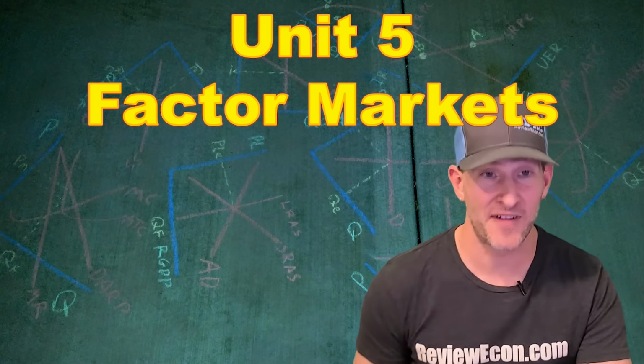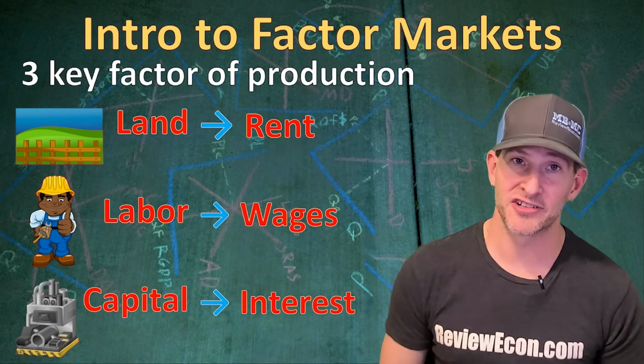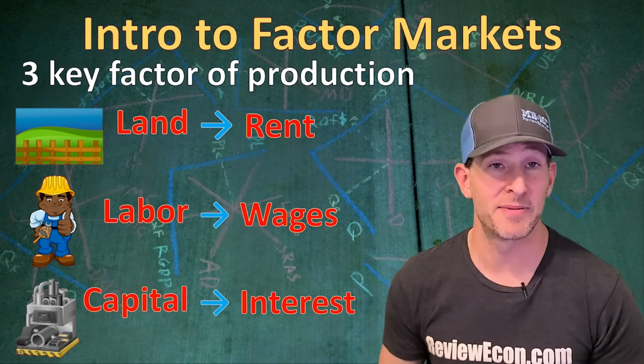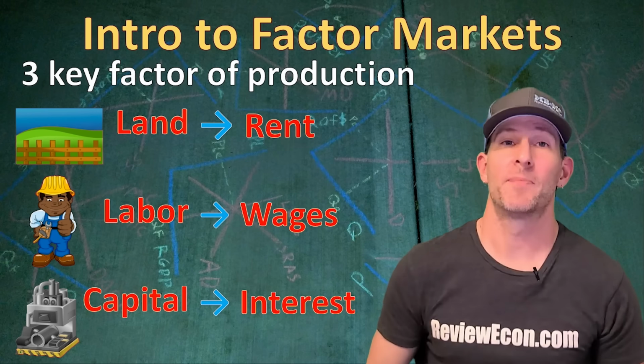Next up, we're talking about factor markets. We've got three key factors of production you need to know. Land, we call the payments for those rent. Labor, the payments for those are wages. And for capital, the payment is interest.